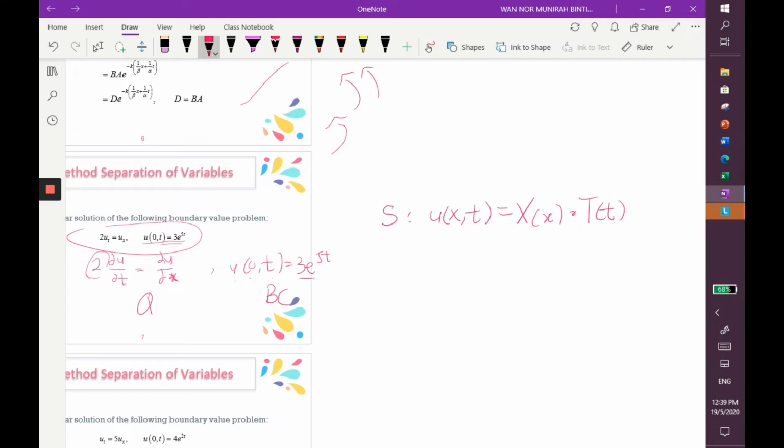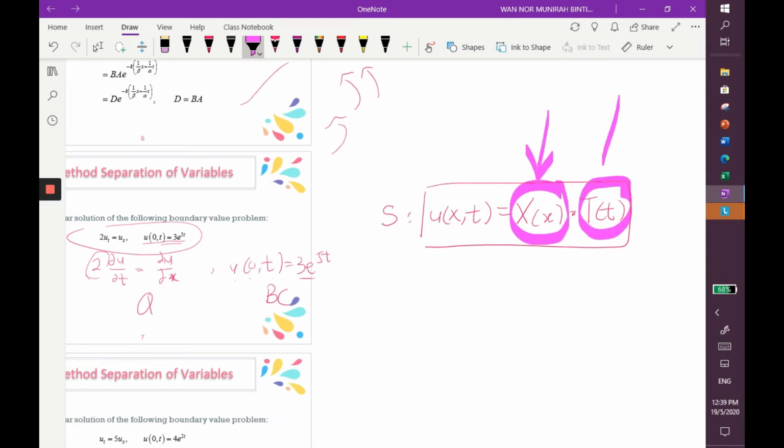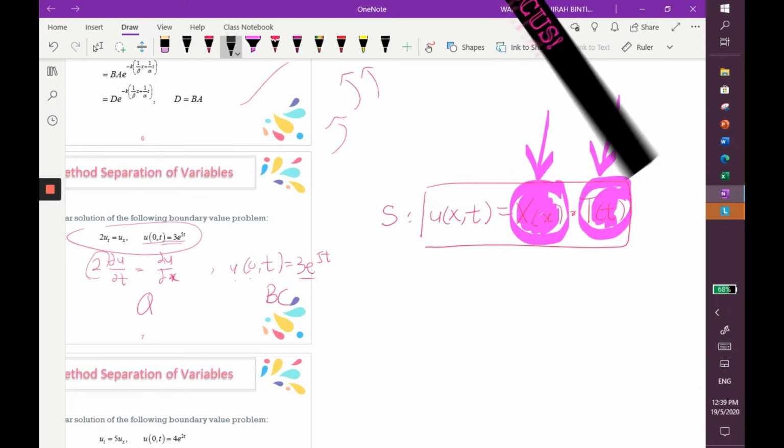This is the standard solution. The aim here is to find what your X is and what your T is, and then plug them into the solution. That is the idea. You got the idea? So now our work is to find X and T, that's all. Now I want to tell you how to get the solution X times T.